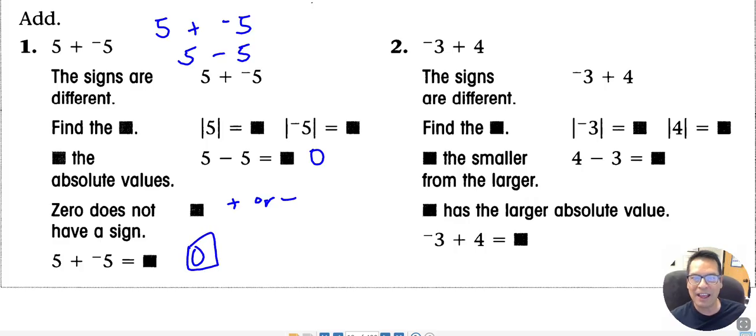All right, negative 3 plus 4. Now, remember my rule, I started backward. My larger integer is 4, so I know my answer is going to be a positive number because 4 has a positive in front of it. Now I'm going to subtract the smaller from the larger, 4 minus 3, and then I get 1. So my answer here is negative 3 plus 4 equals positive 1.